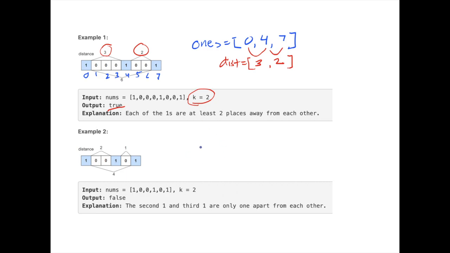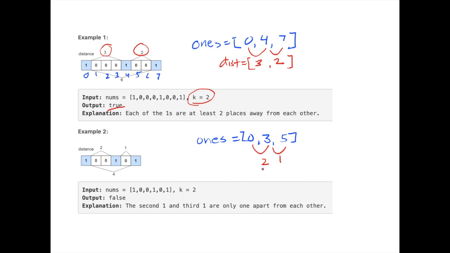Let's quickly go through the second example. So we can identify the indices where the ones are: index 0, index 3, and finally index 5. And the distance between those ones, we have 3 minus 0 is 3, minus 1 is 2, and 5 minus 3 is 2, minus 1 is 1.